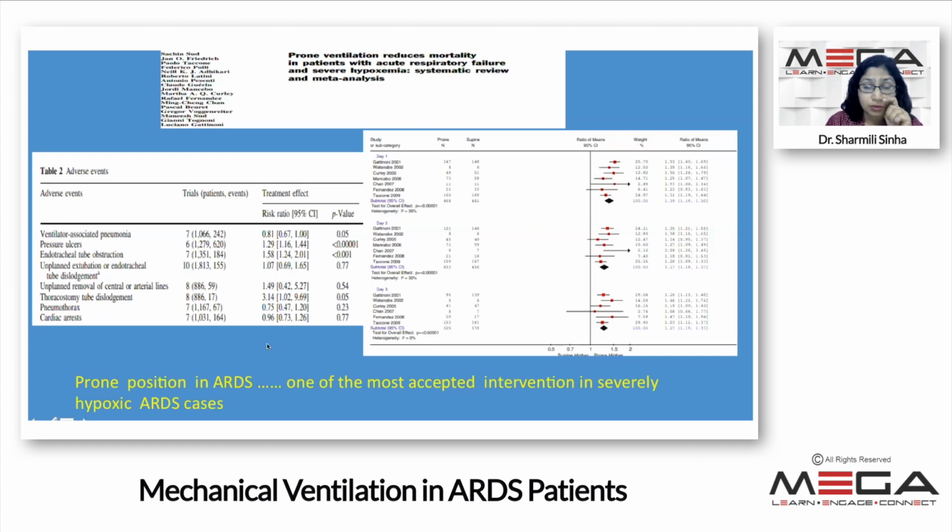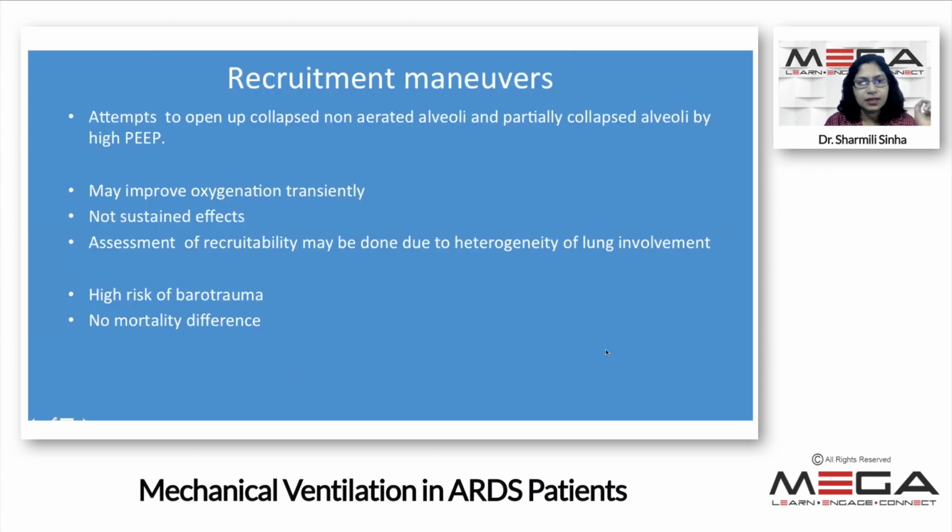This is a good meta-analysis, actually. We looked at around 9 studies, and you see all these are in favor of prone. All these have favored prone, both in terms of improving hypoxia and mortality. So it is one of the most accepted interventions in severely hypoxic ARDS patients.